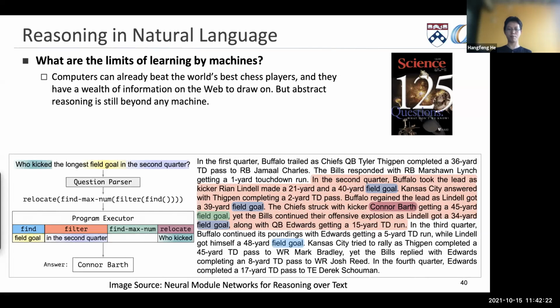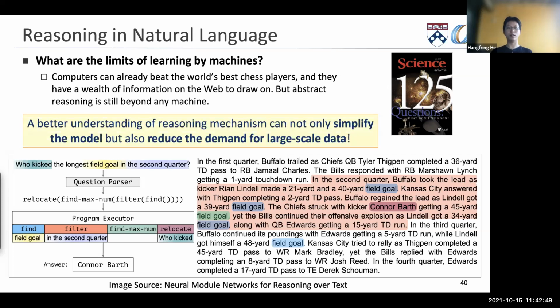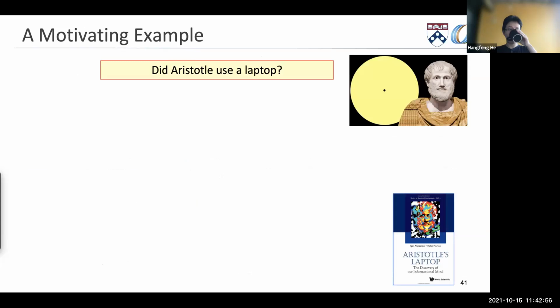For instance, in the neural module networks for reasoning over text paper, there's a question: who kicked the longest field goal in the second quarter? We can actually parse the question into smaller actions, and for each action, we can execute on the long paragraph. So we can see that if we simplify the complex question into smaller ones, then the problem can be simplified. In a word, we should have a better understanding of reasoning so that we can simplify the model and then reduce the demand for large-scale data.